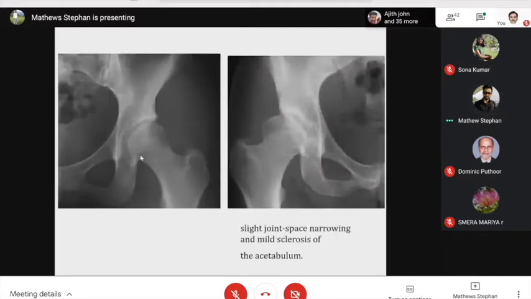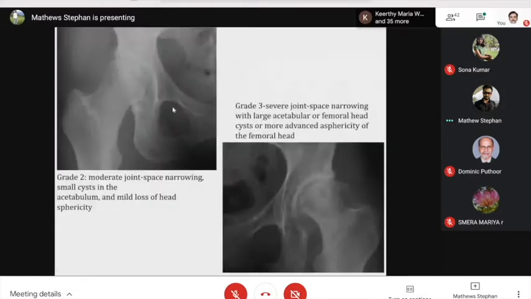So here, the first image is normal, and in the second one we can see a slight joint space narrowing on the upper part. The joint space has narrowed, and there is mild sclerosis of the acetabulum, and it is grade 1 or grade 2. Next, coming to grade 2, there will be moderate joint space narrowing, a small cyst on the acetabulum, and mild loss of head sphericity.